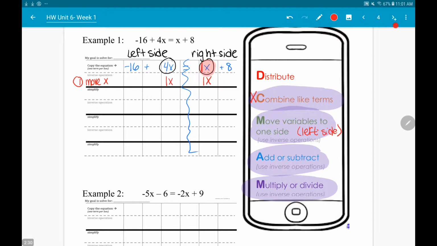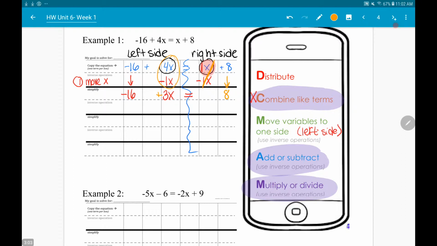How do I do that? Same way we move our regular numbers. It is a positive 1x, so I'm going to need to take it away. This is going to get brought down. 4x take away 1x is 3x, so I bring down a 3x. I'm solving this guy. Then on the right side, I have the 1x and the negative 1x. That's going to cancel, and then I'm going to bring down my 8.